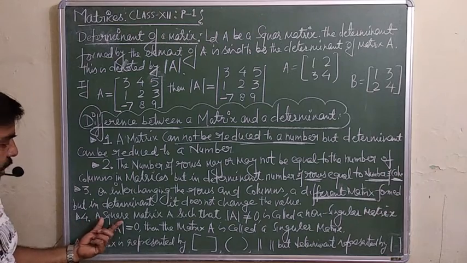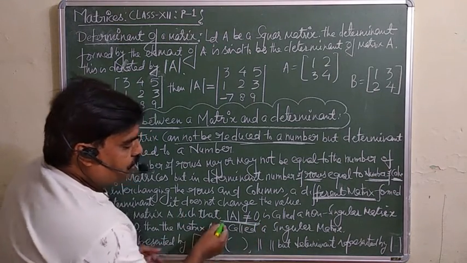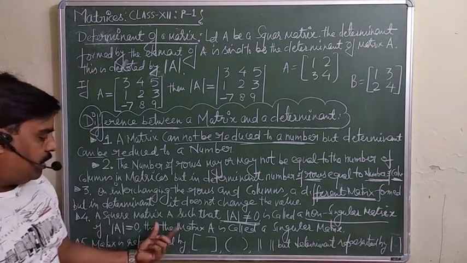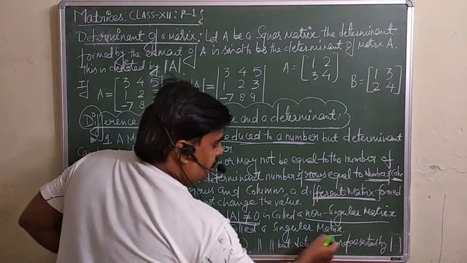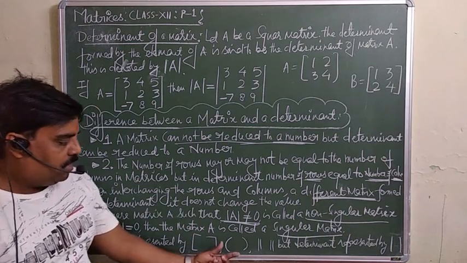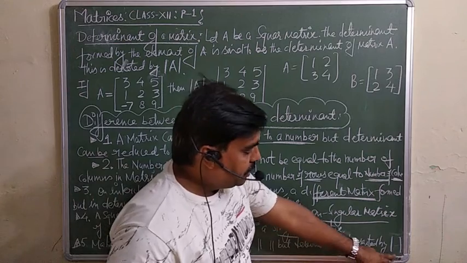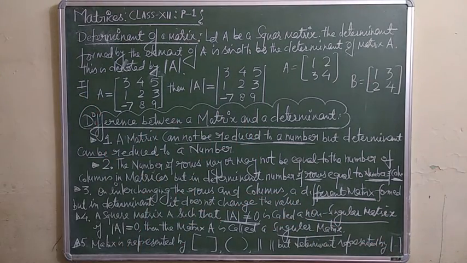Fourth one, for a square matrix, if the determinant of the matrix is not equal to 0, that is known as a non-singular matrix. But if the determinant of the matrix is 0, then that is known as a singular matrix. And a matrix is denoted by a box, parentheses, or any two parallel lines, but the determinant is represented by only this symbol. So this is the difference. Have a look.